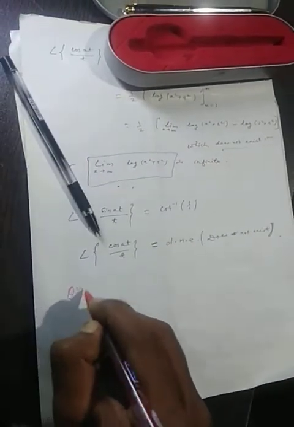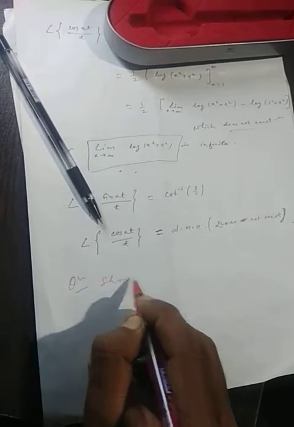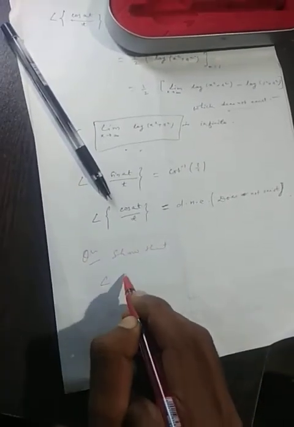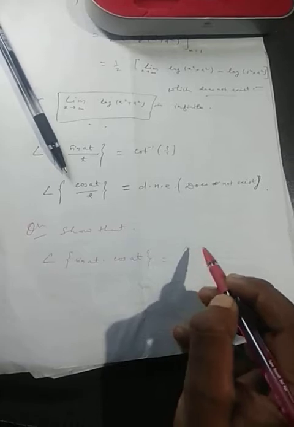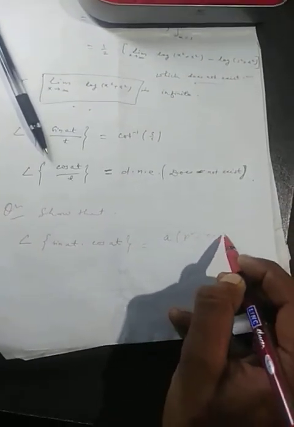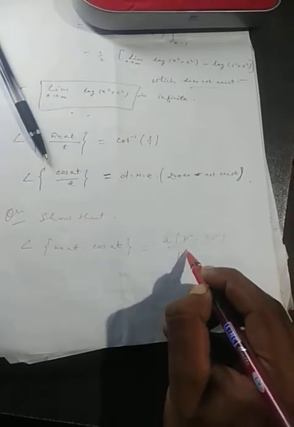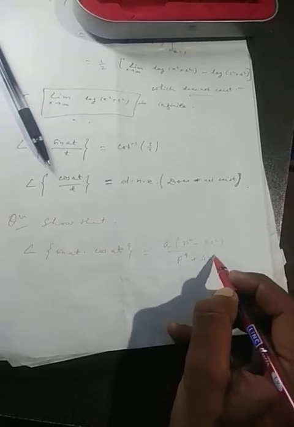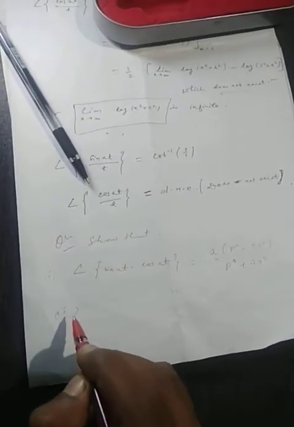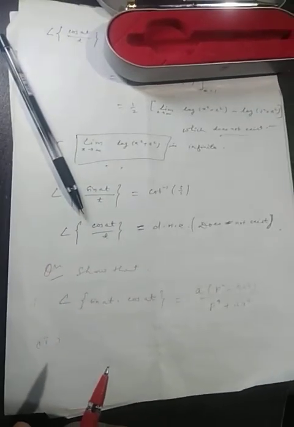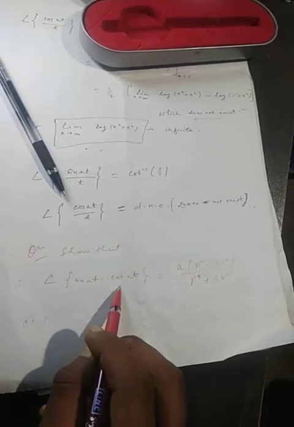Okay, and now after this question I am giving you one more question on the Laplace transform. The question is to show that the Laplace transform of sin at into cos at is equal to a times p square minus 2a square upon p raised to 4 plus 4a raised to 4. Along with this question the setter is more interested in adding one more question, because they want to make it a complete question.